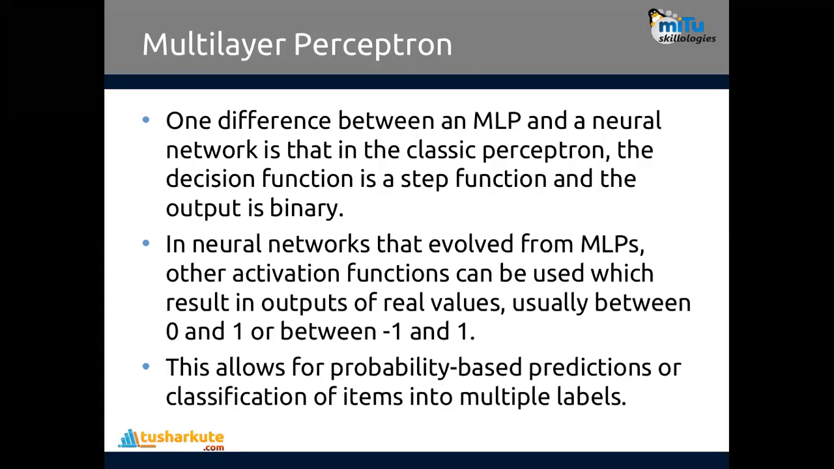MLP has the ability to have regressor output, meaning when we generate output in a continuous format. Okay, so any possibilities between a specific range, or not within the range also. If you want to generate such things, the MLP regressor ability is also given. I'll show how exactly the classes are present and how we can use them for performing the regressor abilities out of it. Okay, so this allows probability-based predictions or classification of items into multiple labels.